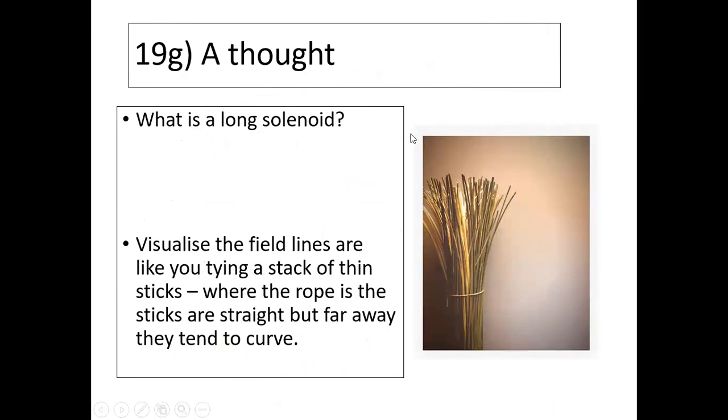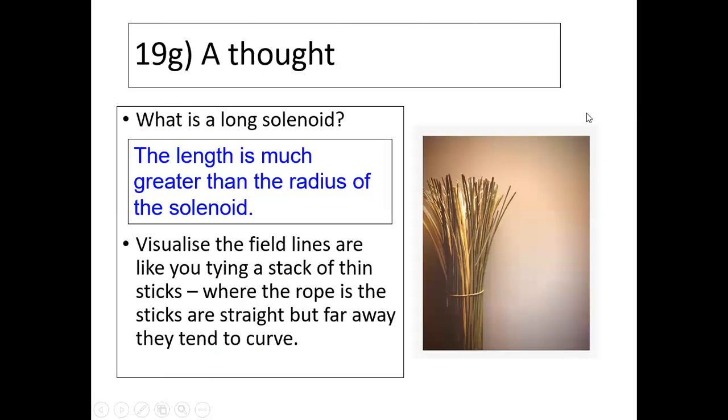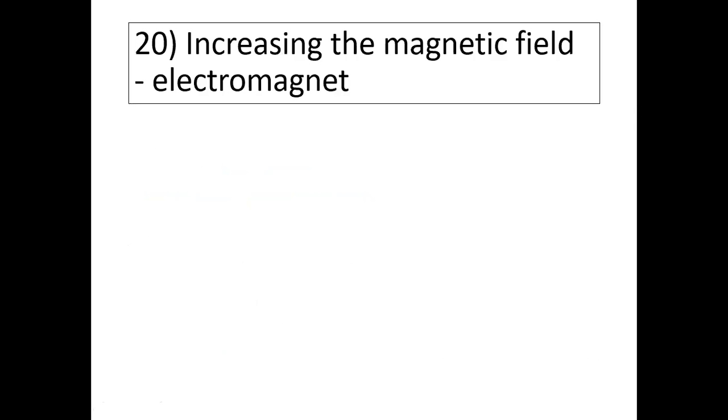Just imagine your stick there, a very thin stick, you use a string to constrain it, they will all be parallel. But at the end there, where there's no constraint, you can see that they spread out over a bigger area. Same with your solenoid. So if it's a long solenoid, the length is greater than the radius. So we can increase the magnetic field.